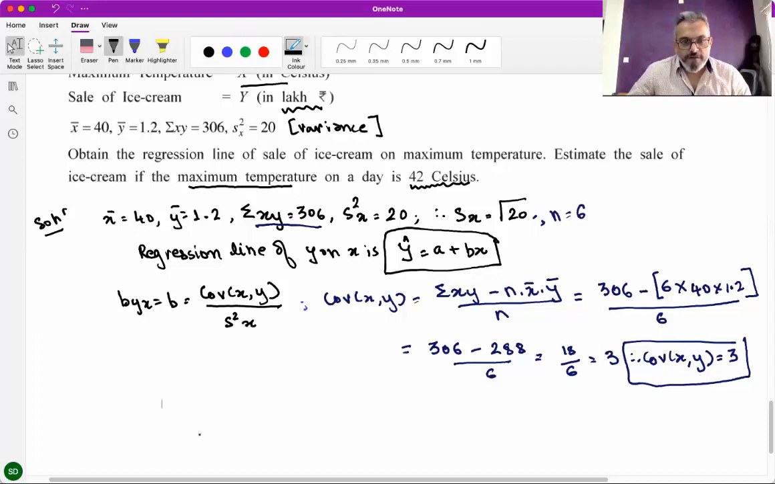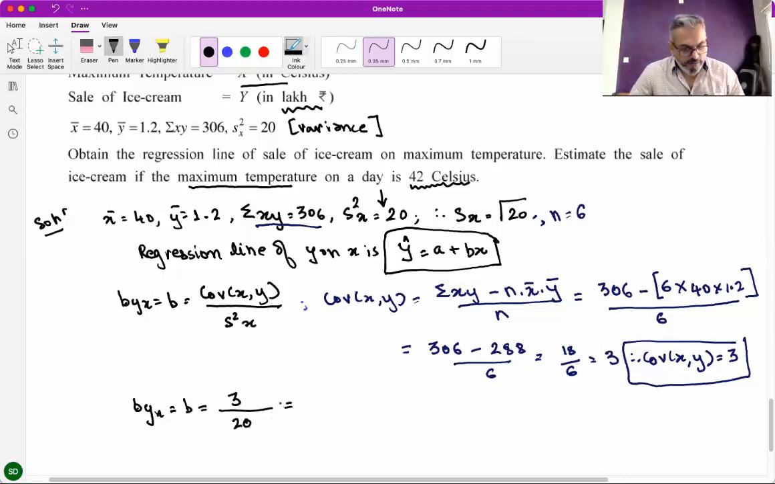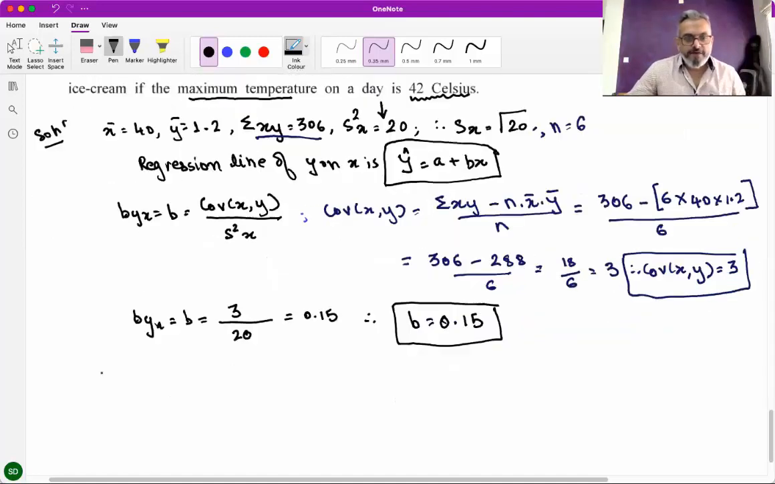Now we got covariance x comma y. So b y on x, which is equal to b, is equal to 3 upon s square x. So s square x we already have 20, which is equal to 3 divided by 20, which is 0.15. Therefore, b is equal to 0.15. We got b. Let's find out a.